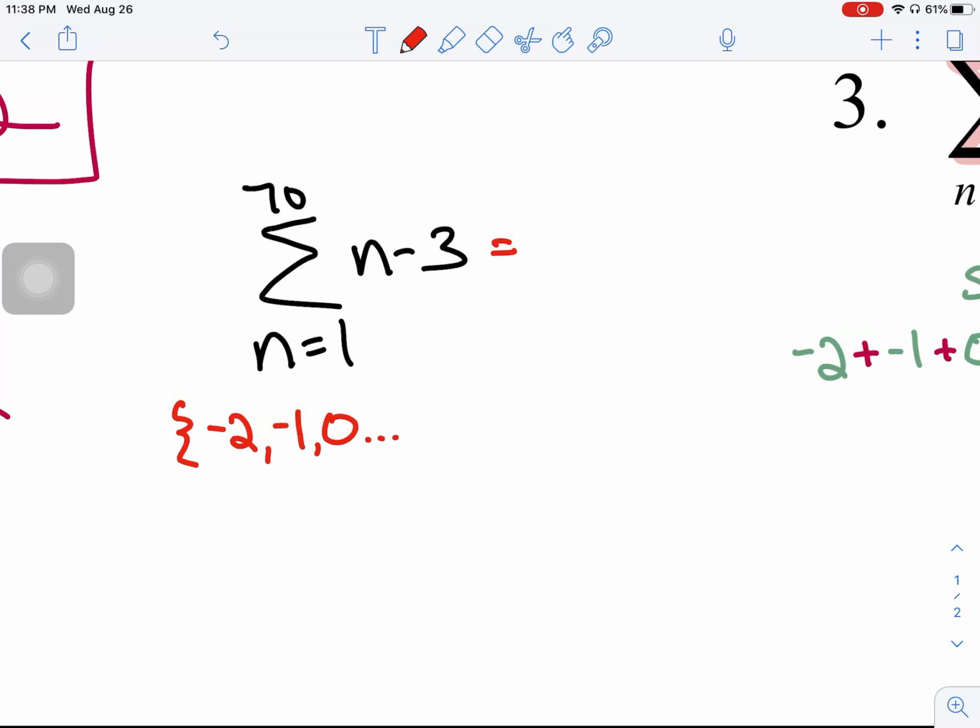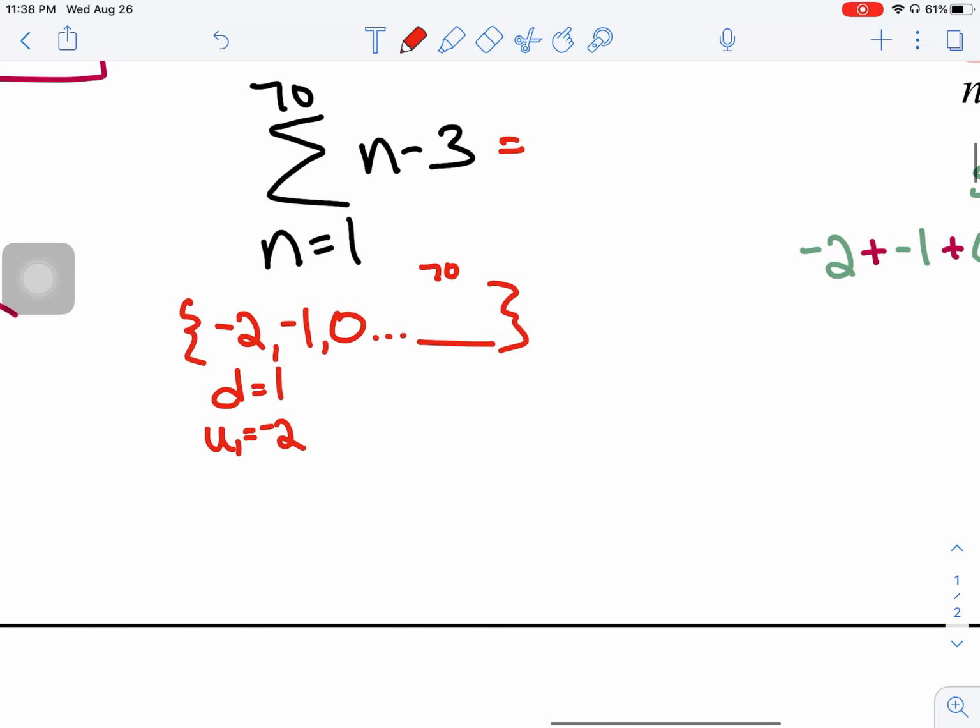So now I know that I'm dealing with an arithmetic sequence. So I know my d value is 1. I know u sub 1 is equal to negative 2. And I can use this information to find out what happens for this 70th term. Because off the top of my head, I don't know what it is. Okay?